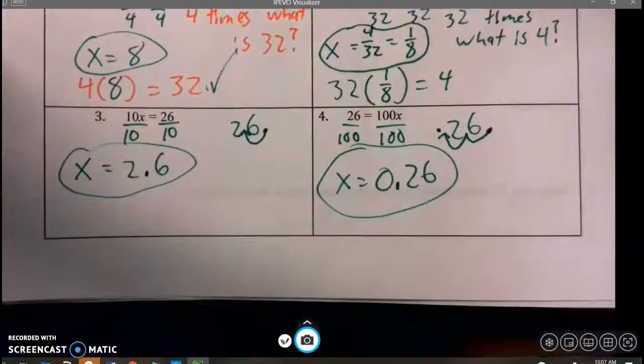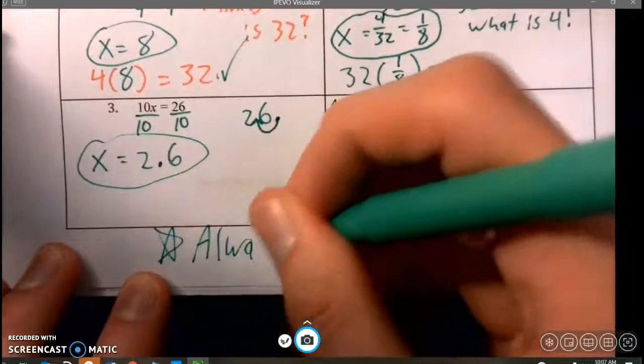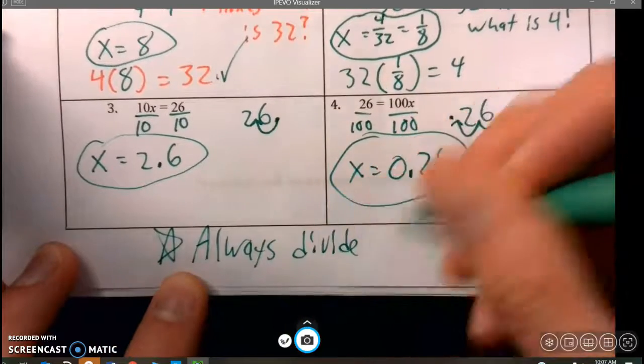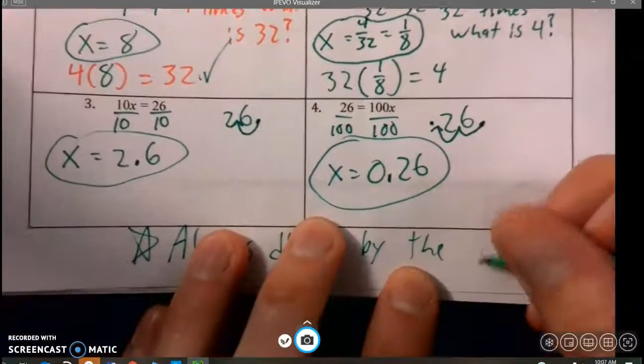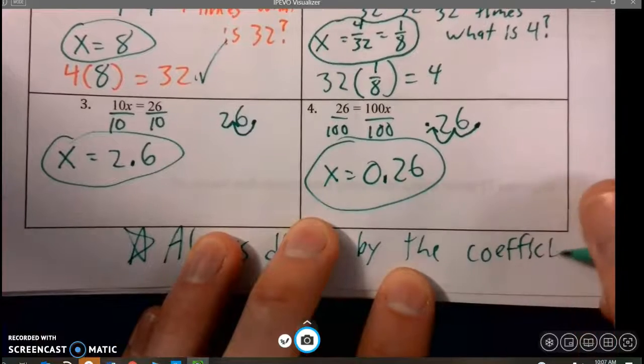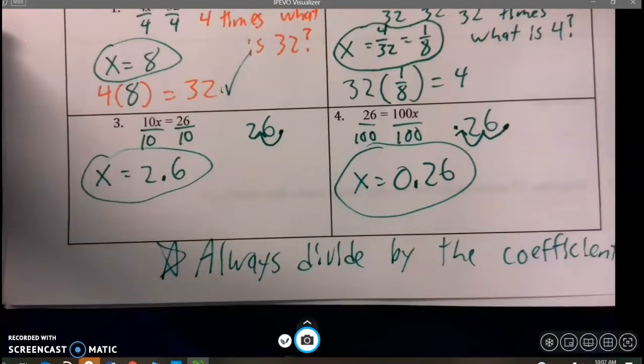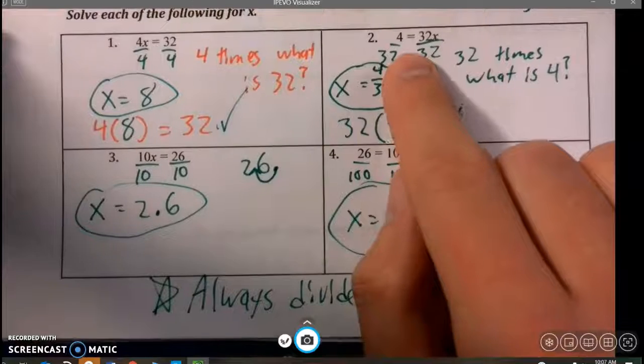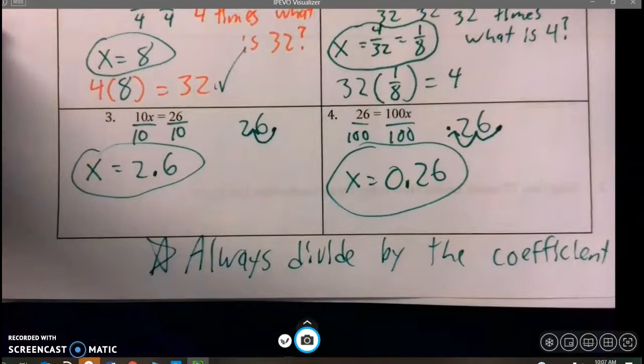Okay, so big takeaway here, always divide by the coefficient. Even if the coefficient is bigger than the answer on the other side of the equal sign, that's okay. As you go through math, you are not always going to be getting these pretty whole number answers. Moving forward, expect to see more fractional answers and more decimal answers, okay? So you really have to push yourself to rely on the rules that you know to solve every problem, okay? Good luck on today's lesson.